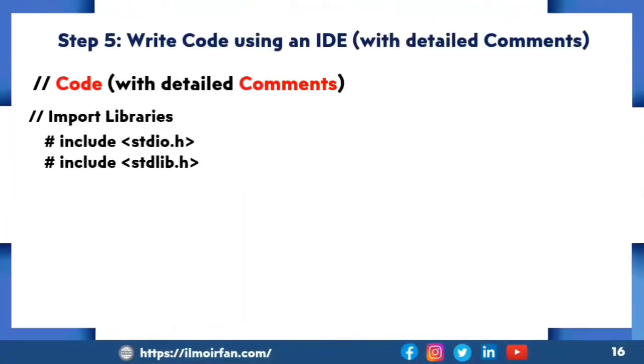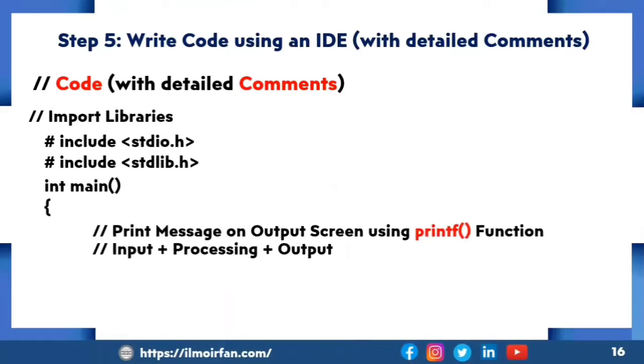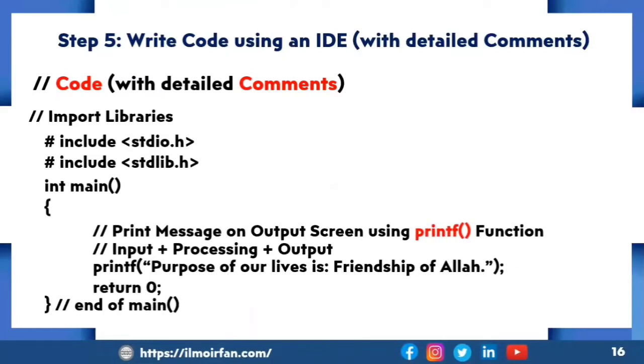Step 5, write code using an IDE with detailed comments. To summarize, in the first 4 steps, first of all, I completely and correctly understood the real-world scenario. After that, I explained author and system information in detail. In third and fourth step, I use the information provided in the real world scenario to understand purpose of program and input processing output. Now, in the fifth step, I will write high quality C code using CLion IDE to solve the problem mentioned in real world scenario.